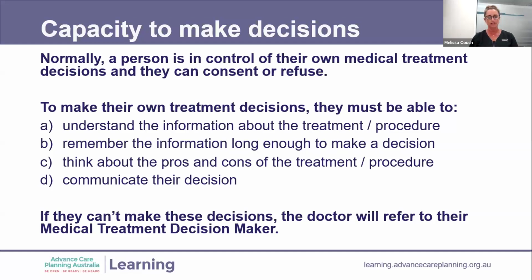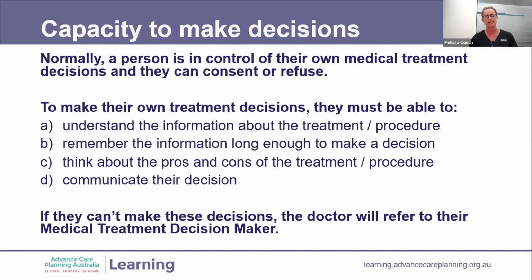So to make their own decisions, a person must be able to, one, understand the information about the treatment or procedure that's being offered. They have to be able to remember the information long enough to make a decision, and they have to be able to think about and weigh up the pros and cons of those treatments or procedures being offered, and then be able to communicate that decision. So there is a bit involved in being able to have capacity to make these in-depth decisions.